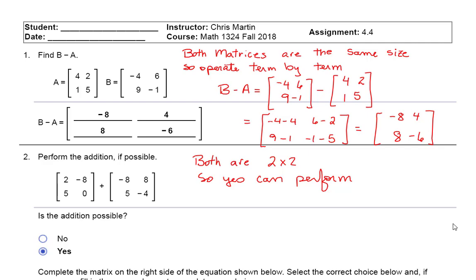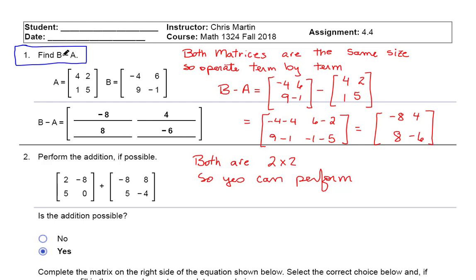Welcome to Math 1324. This is section 4.4. We're looking at doing some basic matrix operations. So, in question 1 here, they want us to see if we can find B minus A.